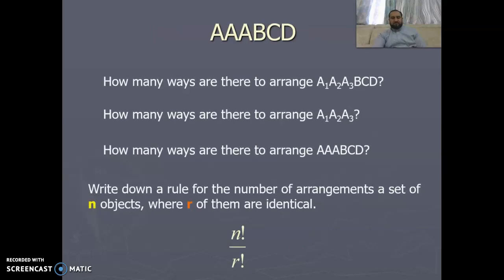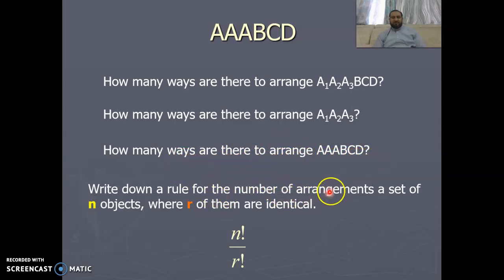So, keeping this in mind, n factorial over r factorial. So using this, how many ways are there to arrange these letters? First of all, look at this: 1, 2, 3, 4, 5, and 6. It's 6 factorial over, since A is repeated 3 times, 6 factorial over 3 factorial. Then how many ways are there to arrange A1, A2, A3? Basically it's 3 factorial over 3 factorial. And then how many ways are there to arrange A, A, B, C, D?